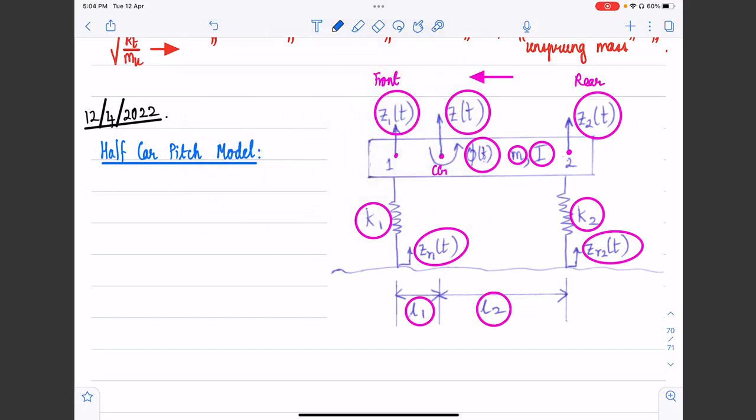So this half-car pitch model is a 2 degree of freedom model.